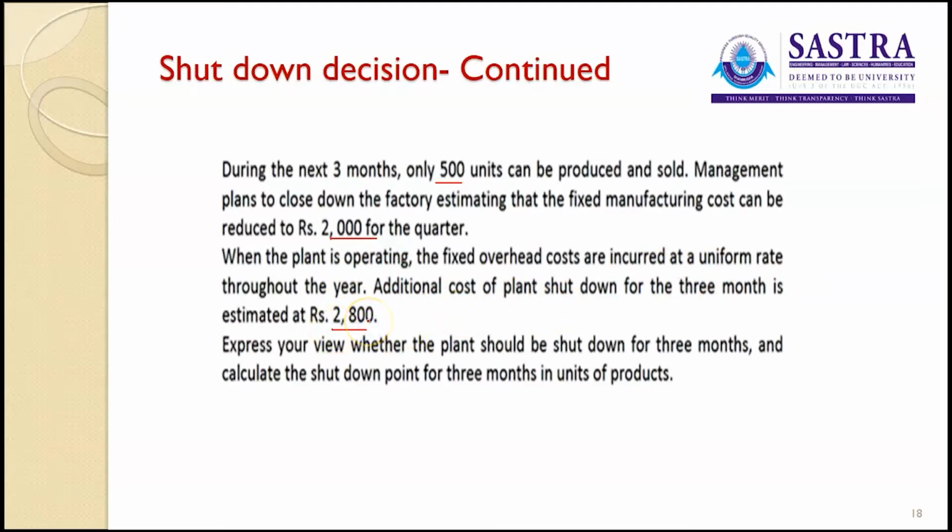So when you are going to close down the plant, then you are going to incur this additional cost of 2,800. Express your view whether the plant should be shut down for 3 months and calculate the shutdown point for 3 months in the units of your products.